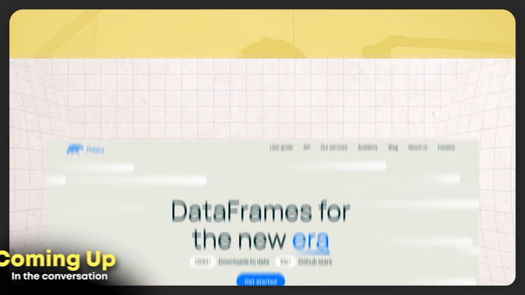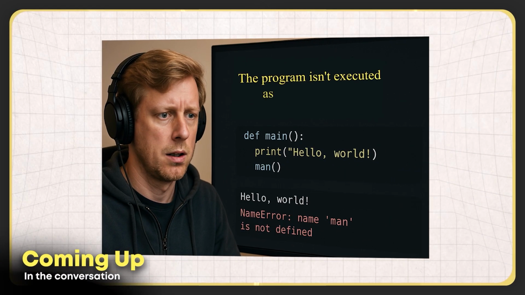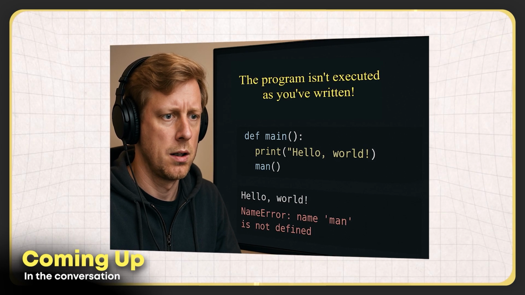How did this idea of Polars come up? Like, how did you launch Polars? That program isn't executed as you've written. The only thing the compiler guarantees is that it gives the same output as what you've written, but it will almost never execute it the way you've written it. And if it would, your programs would run much, much slower.